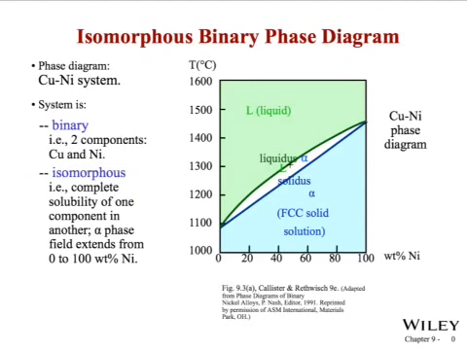So the example we've been using this whole time is the copper-nickel system, and the copper-nickel system is an example of an isomorphous binary phase diagram. And what this means is, first of all, it's binary, meaning there are only two components, the copper and the nickel. And second, it's an isomorphous phase diagram, which means that they have complete solubility of one component in another. This means that, as you see on the bottom, the concentration percentage goes from 0 to 100.